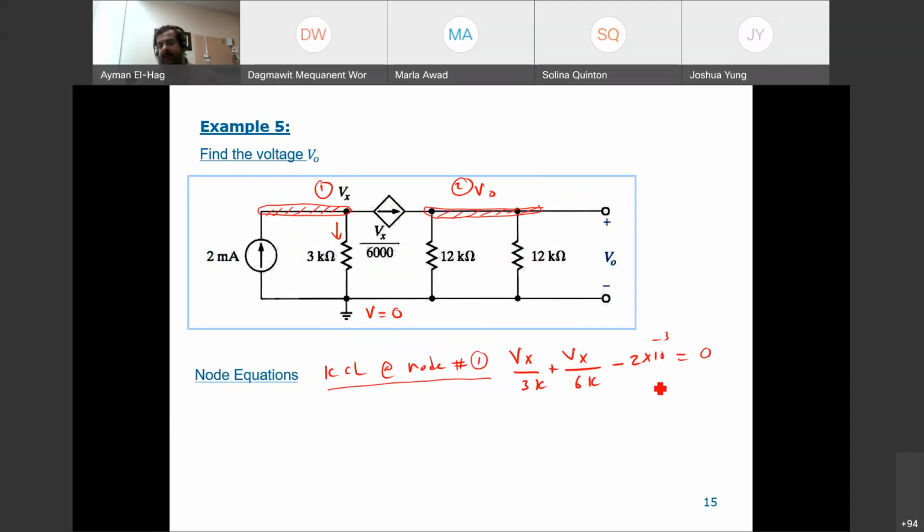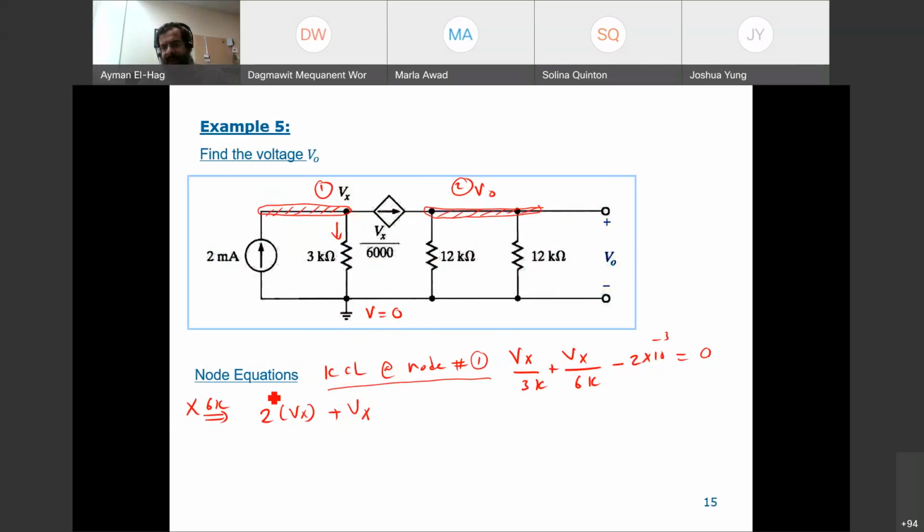Okay, so now this is interesting. This is one equation with one unknown, so I can solve for this. I can find Vx directly. I don't need to find another equation to find Vx. So here, if I multiply everything in the equation by 6K, this becomes 2 times Vx plus Vx.